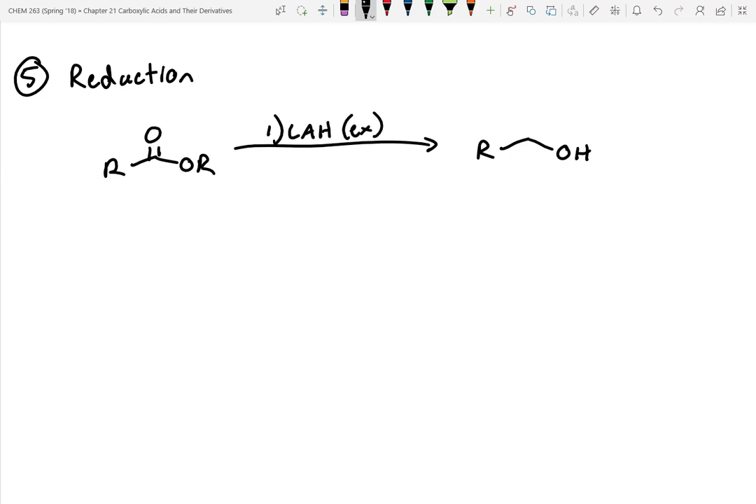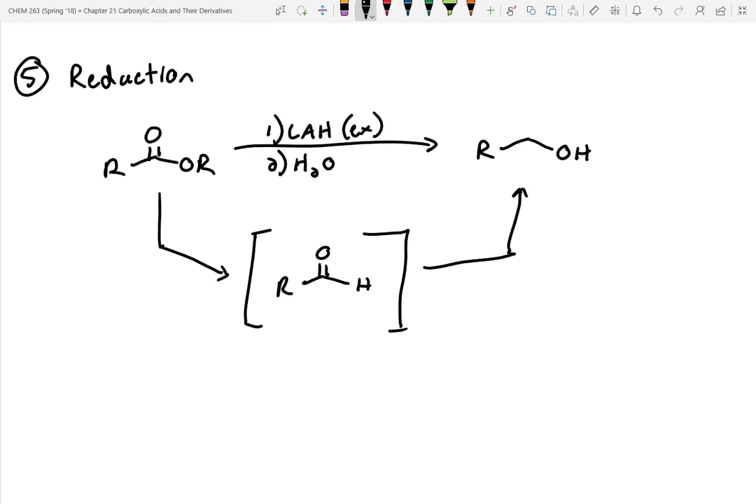And we need this in excess, and we need to protonate it at the end. So we typically have some sort of alcohol or weak acid at the end. And it's important to remember that during this reaction, you actually go through an intermediate that's an aldehyde. This is a good electrophile. And you can't stop here with LAH.